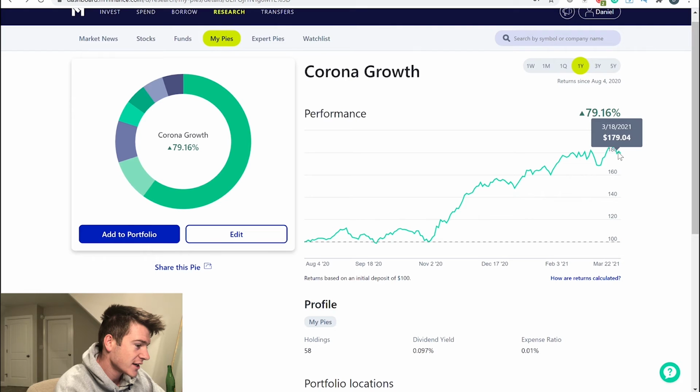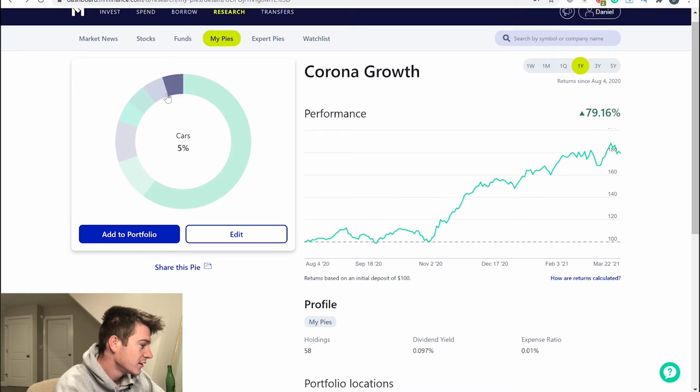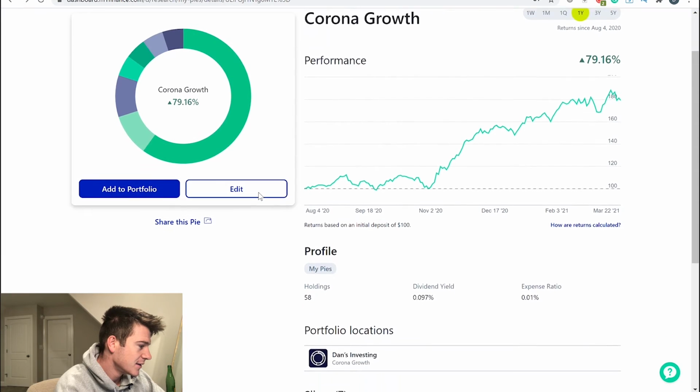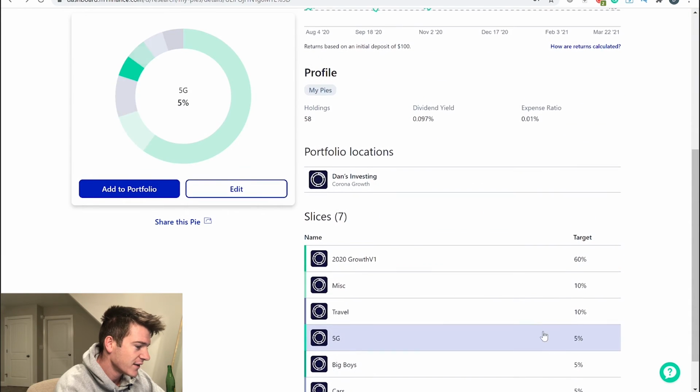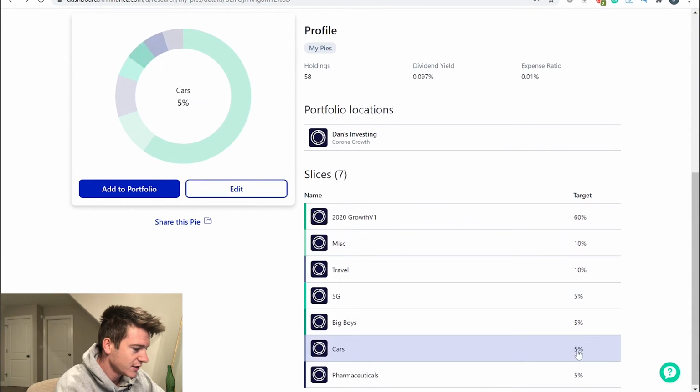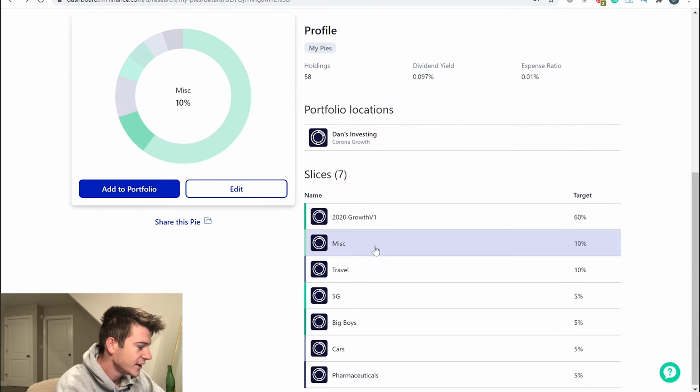So last year, this portfolio, and actually I don't even think it is a year for this portfolio, from August 6th to March 16th, we got about an 80% average return in this pie, which is made up of a 2020 growth V1, pharmaceuticals, cars, big boys, 5G, travel, and miscellaneous. So those are the holdings down there, and there's the weight on their percent on each target. Now I can drill into these.